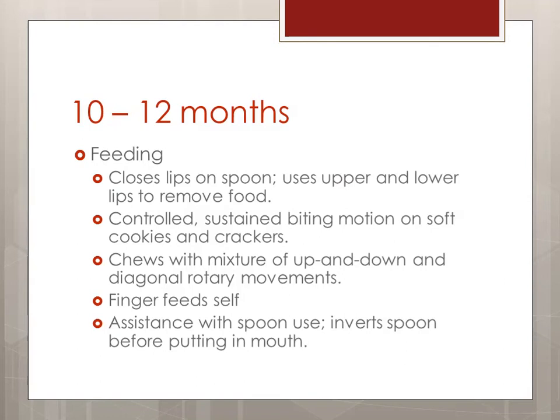For feeding skills, they'll be able to close their lip on the spoon, use upper and lower lips to remove the food. So they'll be able to get that tight seal around the spoon to remove the food. They have controlled, sustained biting motion on soft cookies and crackers. They can chew with a mixture of up and down and diagonal rotary movements. At this stage, they can finger feed themselves, and they can use a spoon with assistance, but typically they're going to invert the spoon before putting it into their mouth. So they're going to turn it over, so most likely anything that's on that spoon is probably going to be spilling off unless it's really sticky.